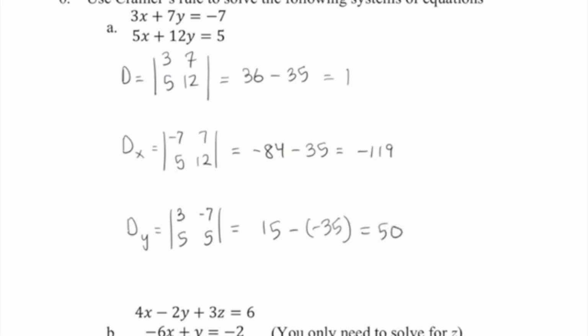That equals 50. So then according to Cramer's rule, the value of x is dividing those two determinants, d sub x divided by d, and then the value of y is dividing these two determinants, d sub y divided by d. So the solution is negative 119, comma 50.